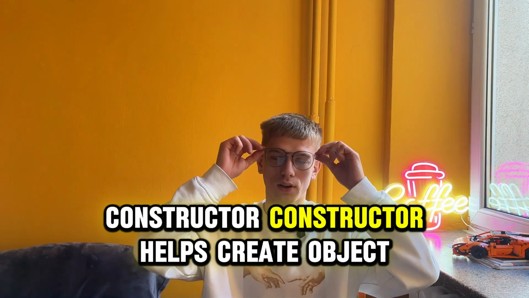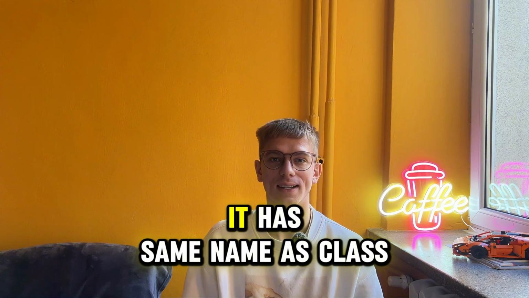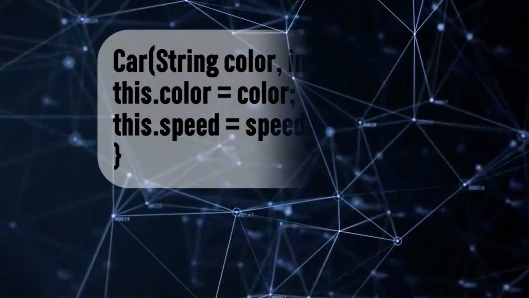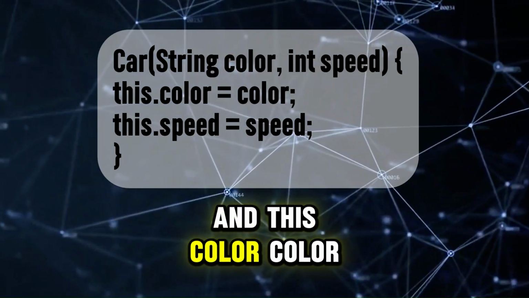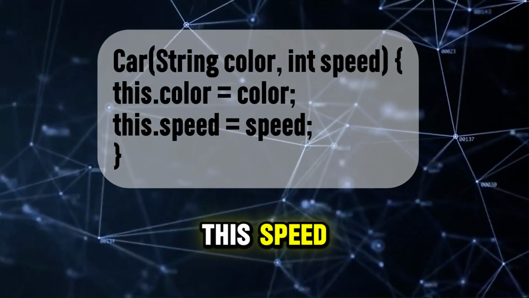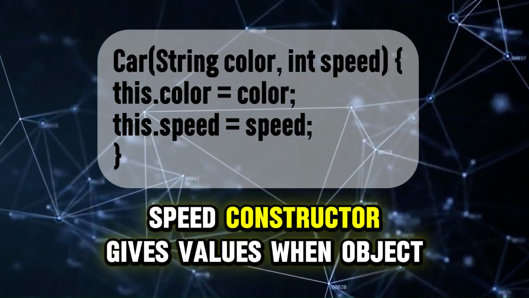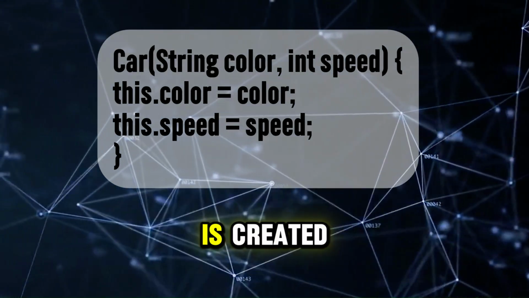Constructor. A constructor helps create an object. It has the same name as the class. Car, String color, int speed, and this.color = color, this.speed = speed. A constructor gives values when an object is created.